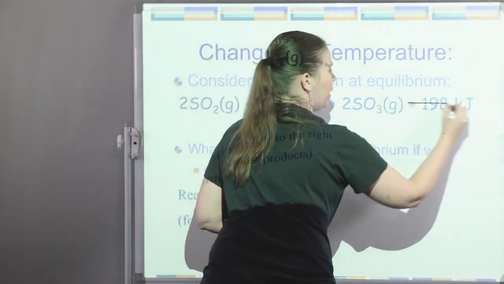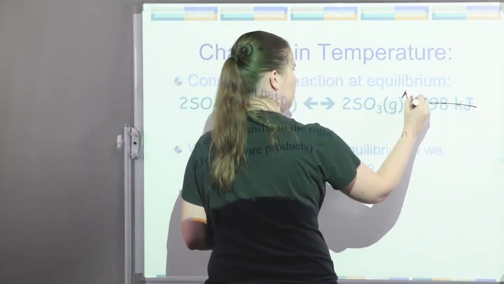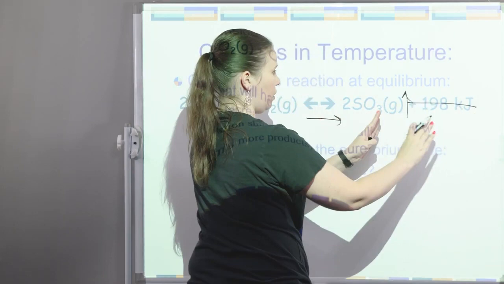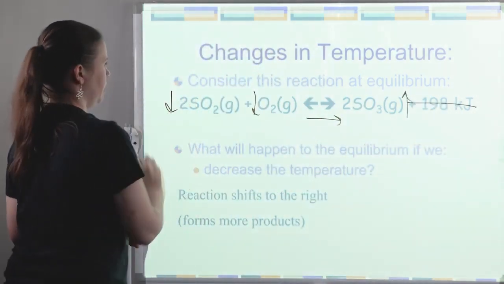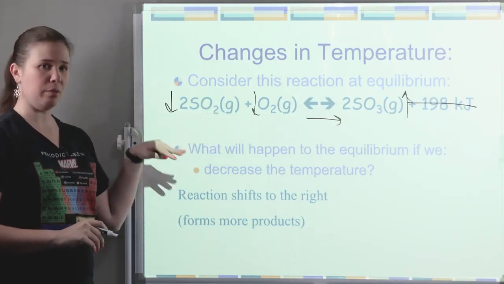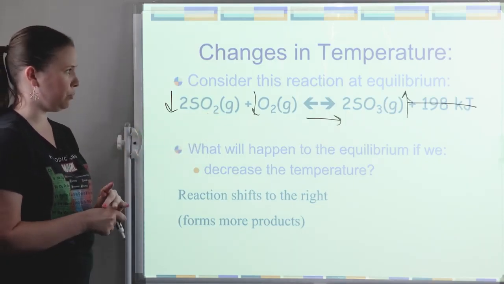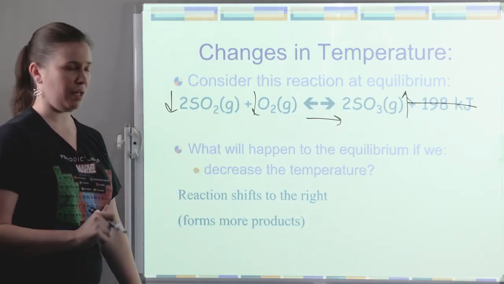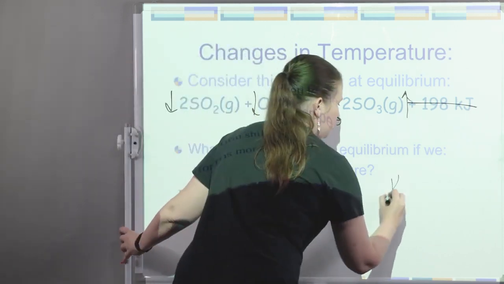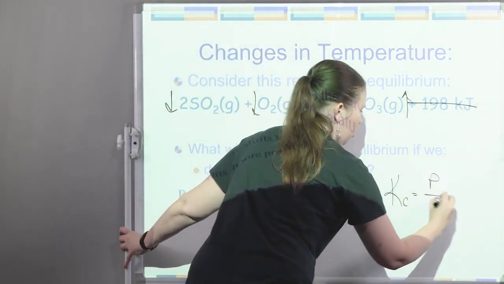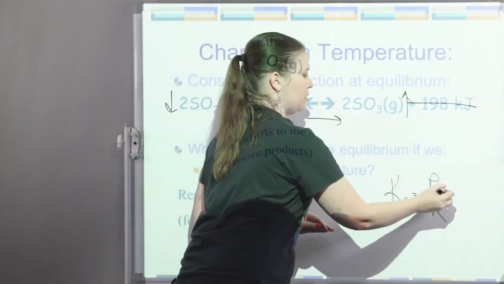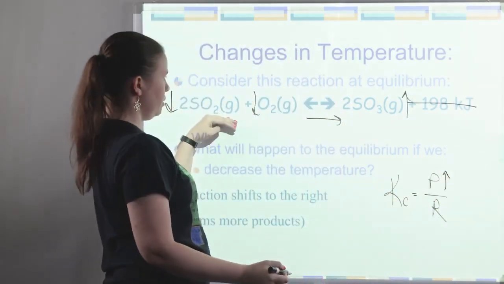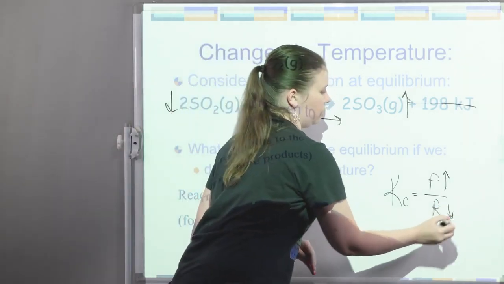So in order to get this back to baseline, I'm going to be shifting to the right to make more of that, which also means that, side effect here, I would be using up more of my SO2 and O2. And that in turn is going to change my K value. So K again is product over reactant, where the product in this case is increasing and I'm decreasing my reactants.